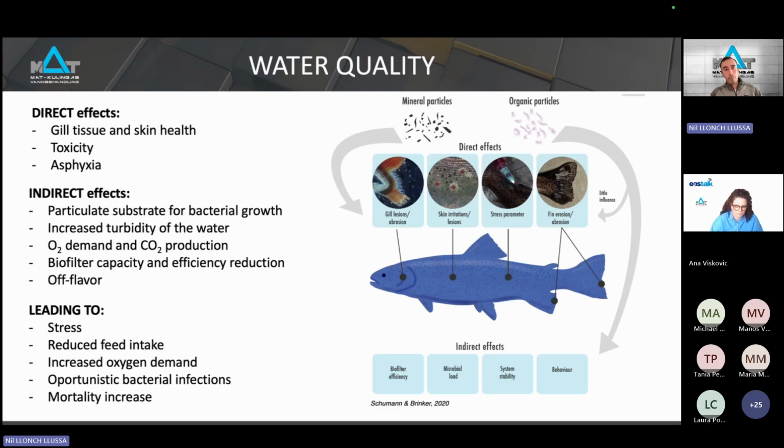Also, different compounds that we monitor in water quality can affect the biofilter capacity and efficiency. This leads overall to stress, reduced feed intake, increased oxygen demand of the system as a whole, opportunistic bacterial infections on the fish, and in the end, also increased mortality.